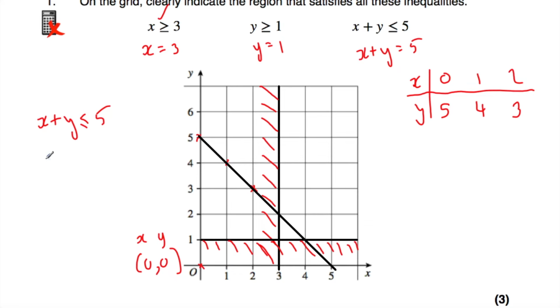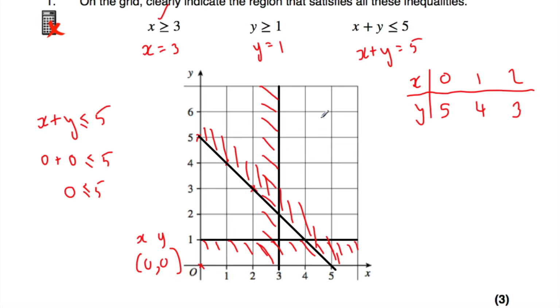So the x coordinate is 0, so we get 0 plus the y coordinate, which is 0, and that hopefully will be less than or equal to 5. 0 plus 0 is 0, and that is less than or equal to 5. 0 is less than 5, so that does work. So that means the origin is in the region that we want to accept. So we're going to accept everything below that diagonal line, which means we're going to reject everything above it. And I do my little shading, my little lines just above, to show we're rejecting everything up here. So all the points up there we're rejecting.